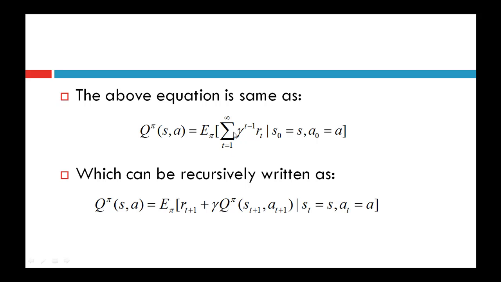Here gamma denotes the discount factor, and this can be recursively written as q pi(s, a) is basically the expectation over the policy pi of r_{t+1}, that is the immediate reward for taking action a, that is a_t, in a state s, that is s_t, and making a transition to a new state s_{t+1}, plus gamma times q pi(s_{t+1}, a_{t+1}). So this can be written in this form.